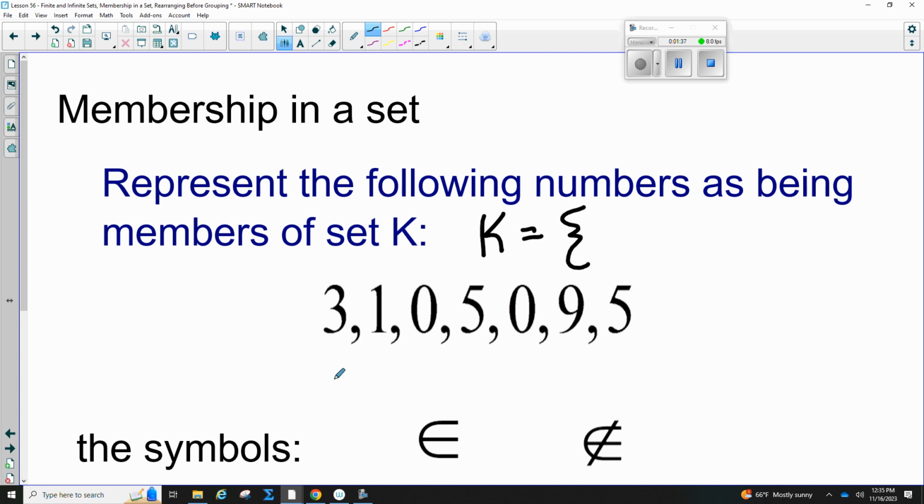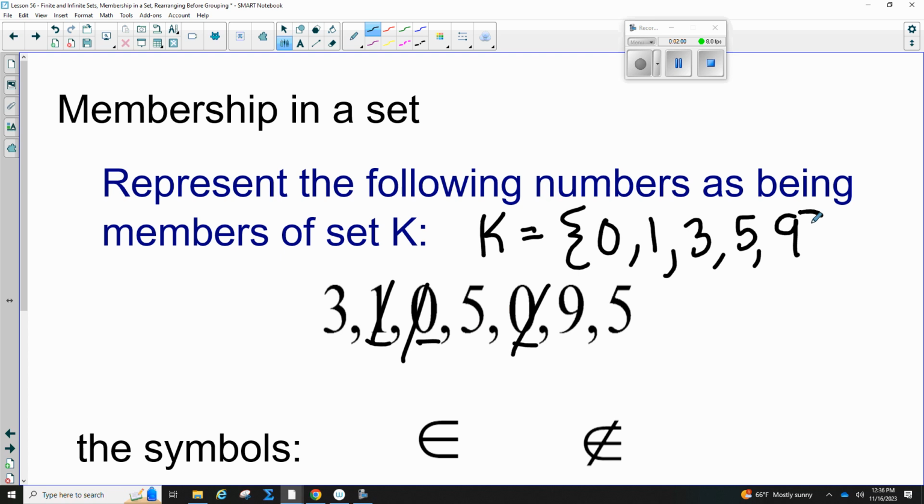All right. So here we go. We're going to put these in order. So there's a 0 and a 0. We only need to list it one time. Okay, 0 is a part of set K. And then we have a 1. And then we have a 3. And then we have a 5, and then we have a 9. And again, I only listed the 5 one time. All right, 5 is a member of set K. All right, and 0 is a member.